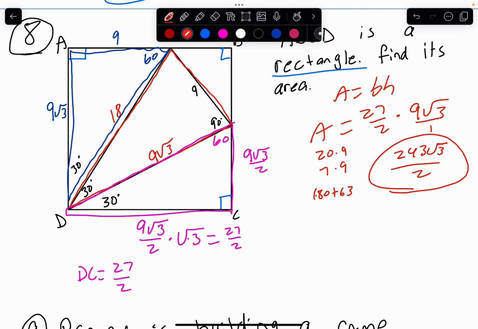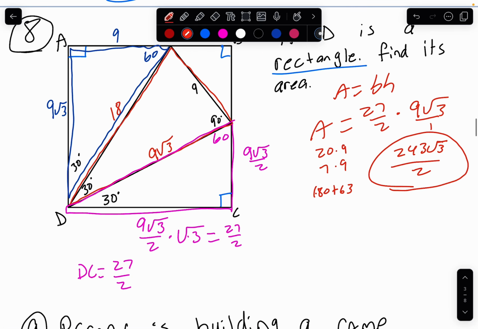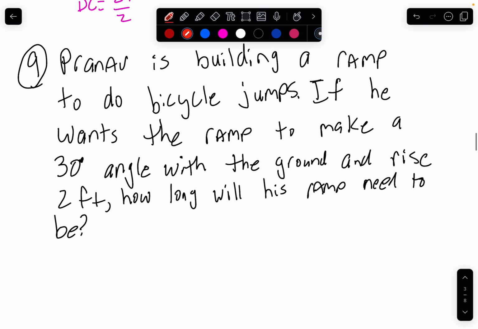Perfect. That's a hard question. Maybe I made the questions a little too hard. I don't know. It's feeling a little harder than the quiz, perhaps, but that's good practice.